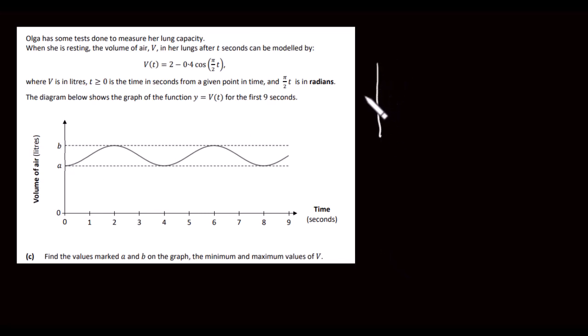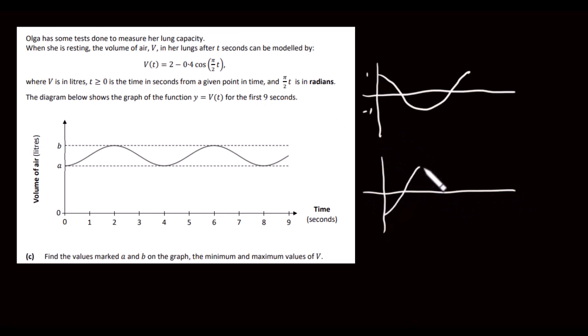So if you take a basic cosine graph, it's going to look like this, and it's going to go from -1 to 1 here. We have a minus cos here, so that's just going to flip it upside down. So we're going to start here, we're going to go up here, and we're going to finish down here. So again, this is -1 to 1.